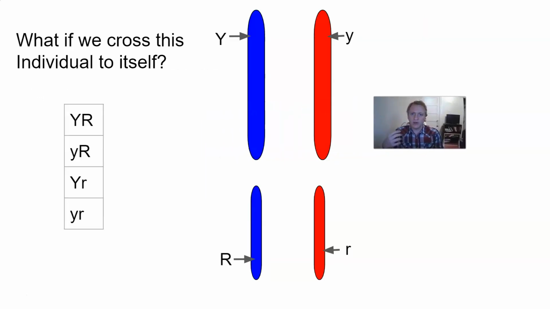So now the next thing that we're going to do is cross one of these individuals back to itself. Actually, what Mendel did is he crossed many of these individuals back to themselves. That first true breeding generation was called the P generation. And now we are here in what's referred to as the F1 generation. So he's taking two F1 individuals and crossing them back to each other.